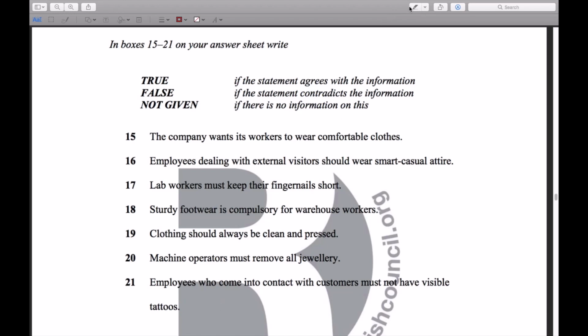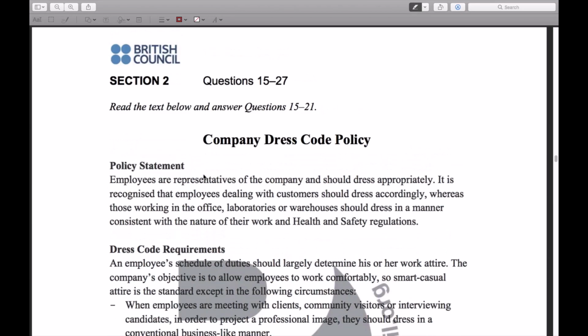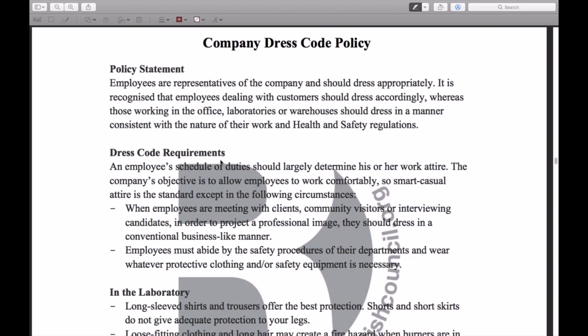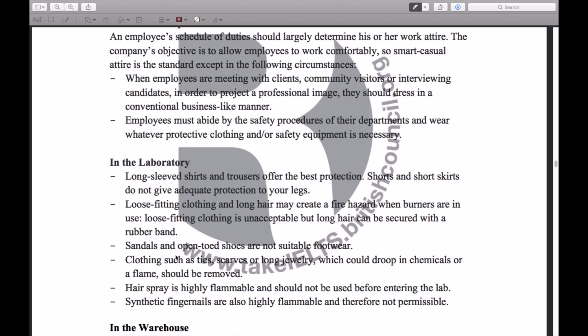Alright, so I got an idea that it's talking about grooming and wearing certain things and not wearing other things. Let's get an idea of what this passage is about. Company dress code policy. Policy statement. Employees are representative of the company and should dress appropriately. Then it gives you dress code requirements. An employee's schedule of duty should largely determine his or her work attire. Okay, the company's objective is to allow employees to work comfortably. In the lab, long sleeve shirts and trousers offer the best protection, and there are a few things, you don't have to read them now.